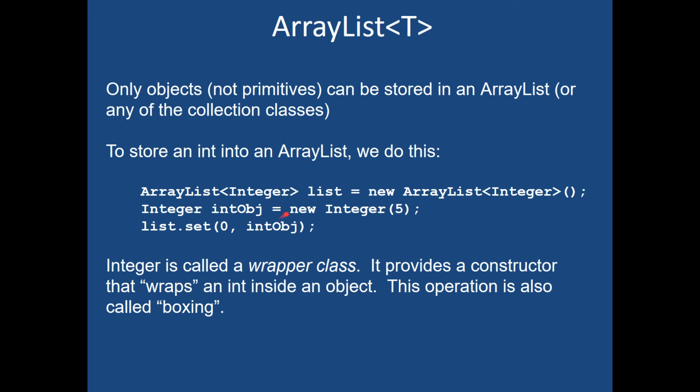And then to put something in the list, say you want to put 5 into the list, you have to turn that into an integer object that contains the 5, and then stick the object into the list. That integer class is called a wrapper class. When we use this constructor, we're boxing the 5 inside an object. Technically that's what you have to do to store a primitive into an array list. You have to first put it inside an object, and then put the object into the list.